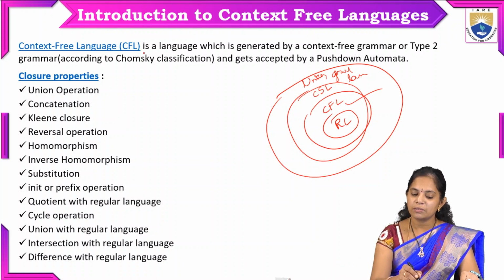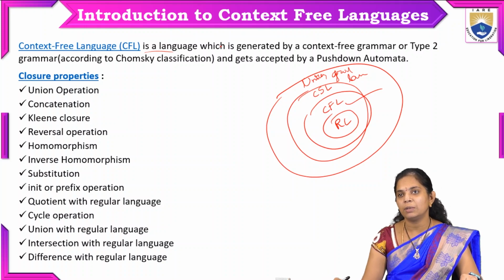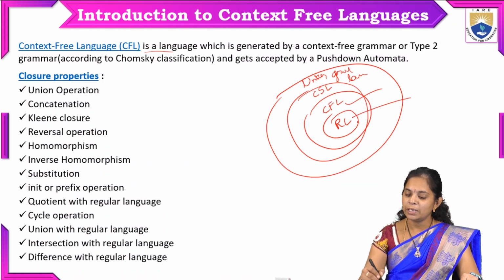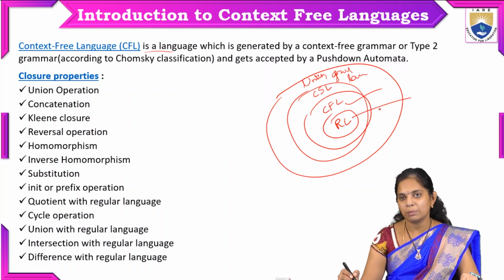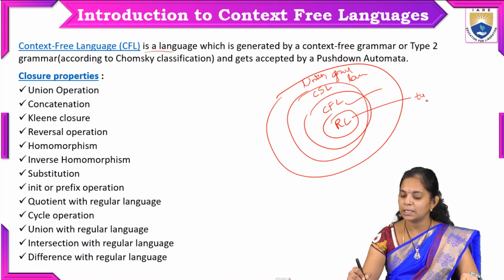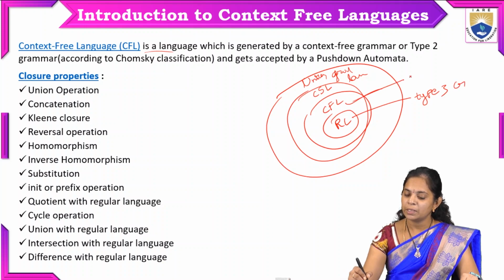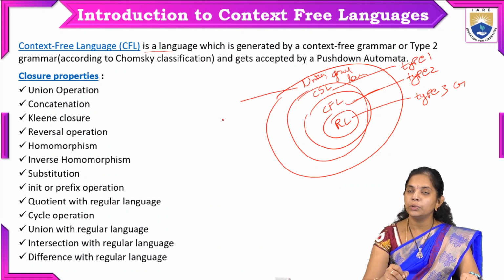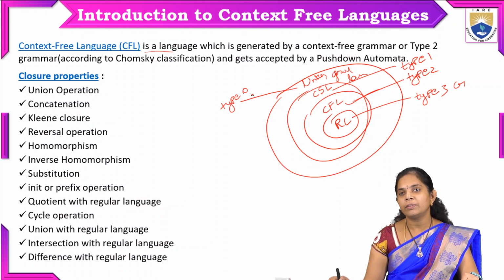What is meant by a context-free language? It is a language which is generated by a context-free grammar, or type 2 grammar. For every Chomsky hierarchy language we have a type of grammar. Regular languages are type 3. A context-free language is a type 2 language. Context-sensitive is type 1, and unrestricted grammar is type 0. These are the different types of grammars.